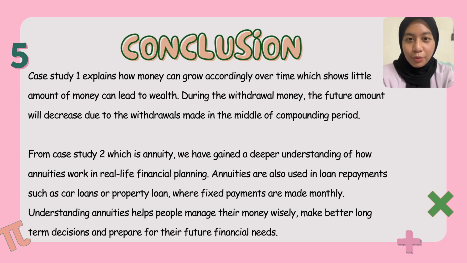From case study 2, which is annuity, we have gained a deeper understanding of how annuities work in real-life financial planning. Annuities are also used in loan repayments such as car loans or property loans, where fixed payments are made monthly. Understanding annuities helps people manage their money wisely, make better long-term decisions, and prepare for their future financial needs. This project has also improved our teamwork and communication skills, as we had to discuss and collaborate to complete the calculations and explain concepts clearly.